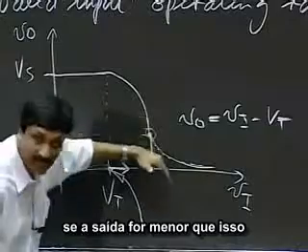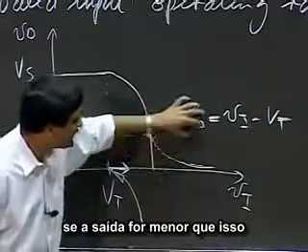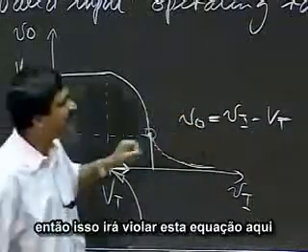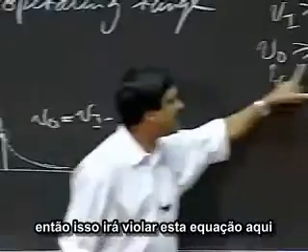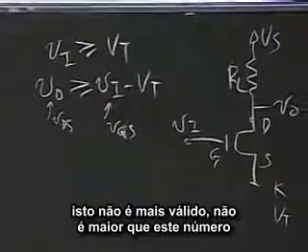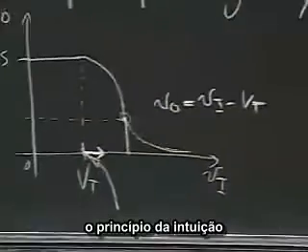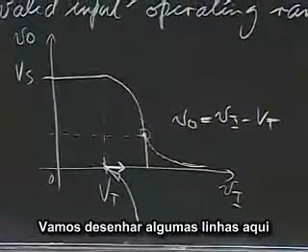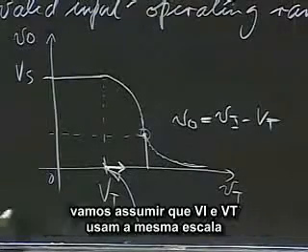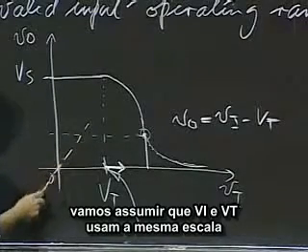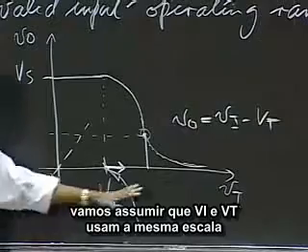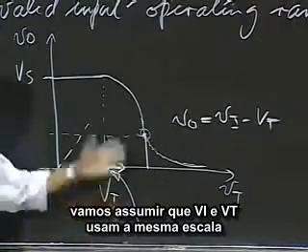And if the output goes lower, then it will violate this equation here. Okay, it's no longer greater than that number. So how do we find out what this point is? To build some intuition, let's draw some lines here. So if I draw, let's assume that Vi and Vt use the same scale, say volts.